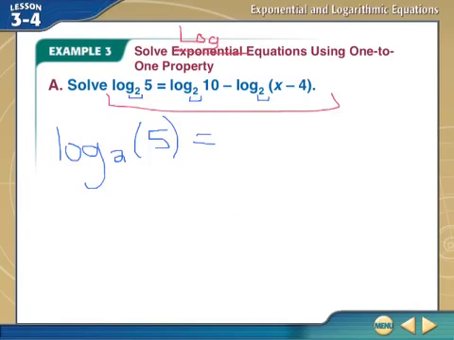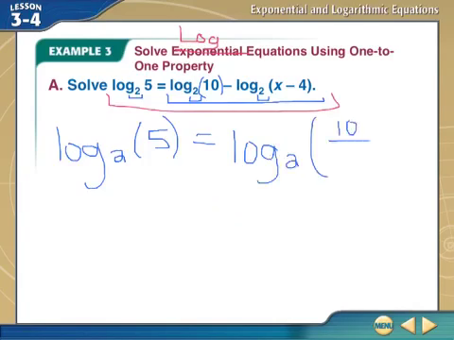On the right side of the equation, I'm going to combine these two logarithms using the quotient property. Since I'm subtracting the two logarithms, I can divide the inputs of those logarithms. So log base 2 of 10 minus log base 2 of x minus 4 is the same thing as log base 2 of 10 over x minus 4.